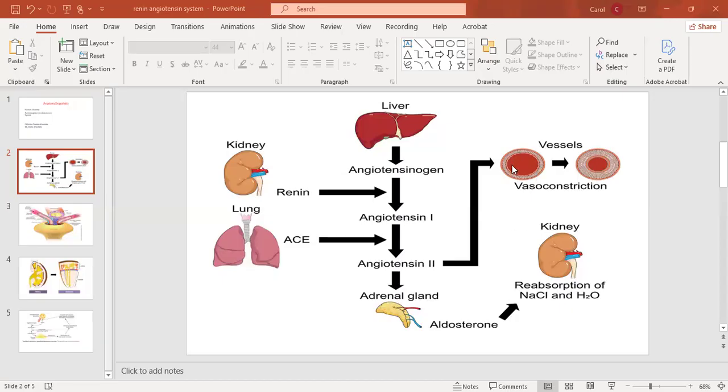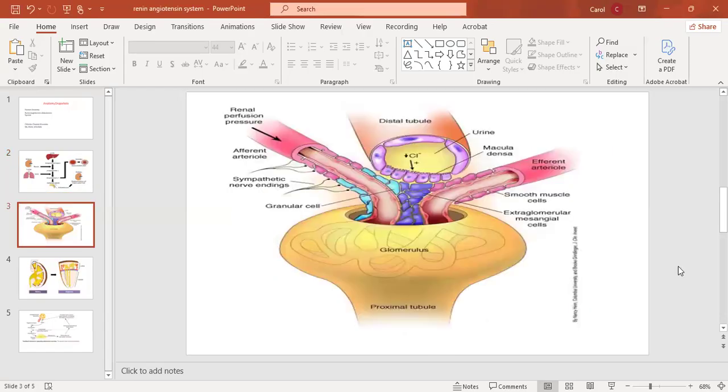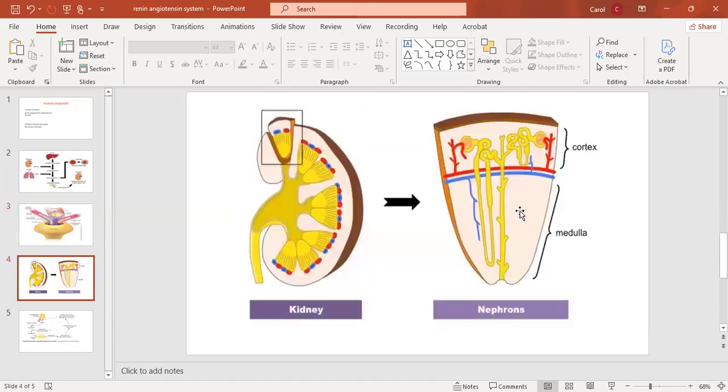These are peripheral blood vessels, and once the peripheral blood vessels are constricted, it means blood pressure is going to rise. The second function, like we already said, is that angiotensin 2 is going to go to the adrenal gland, and it is going to stimulate the secretion of a hormone known as aldosterone. Aldosterone, once it is produced, is going to act on the renal tubules. The renal tubules are the ones that promote the reabsorption of water.